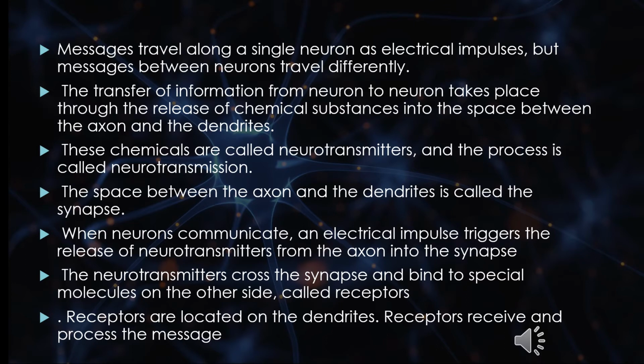When neurons communicate, an electrical impulse triggers the release of neurotransmitters from the axon into the synapse. The neurotransmitters cross the synapse and bind to special molecules on the other side, called receptors. Receptors are located on the dendrites. Receptors receive and process the message.